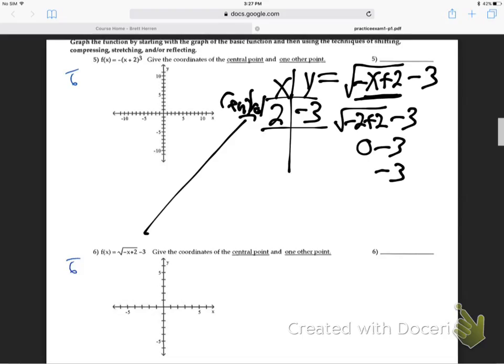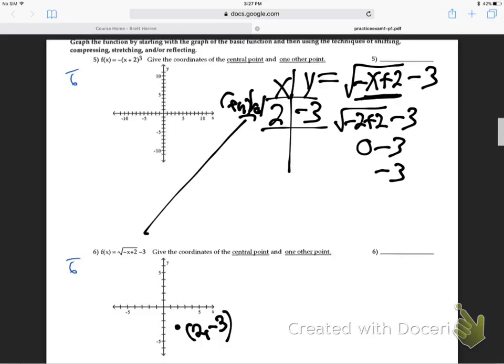Everybody seeing that? So again, it's not making the whole thing 0. It's just making x's little world 0, in this case the root. Sometimes it's absolute value, sometimes it's parentheses. So that's the new center. Over 2, down 3. Let's put that on the graph. There it is right there. Over 2, down 3. That's the new center. So the center is normally at the origin, but it's moved over 2 and down 3.